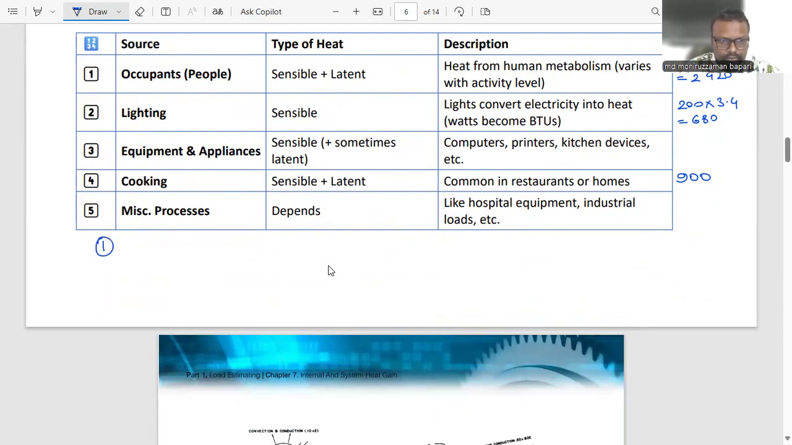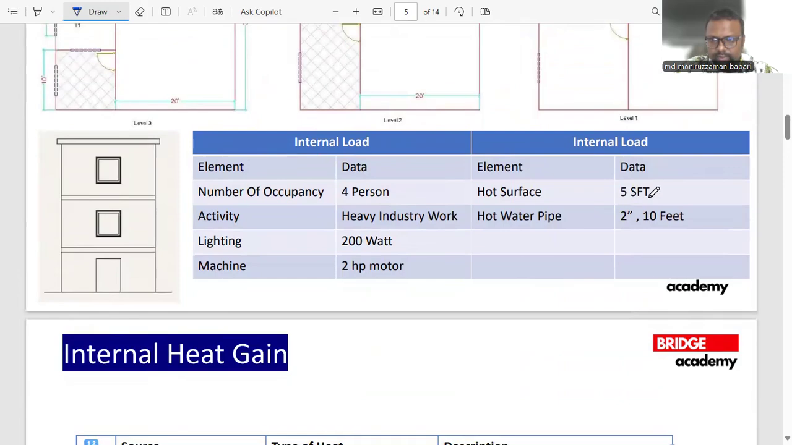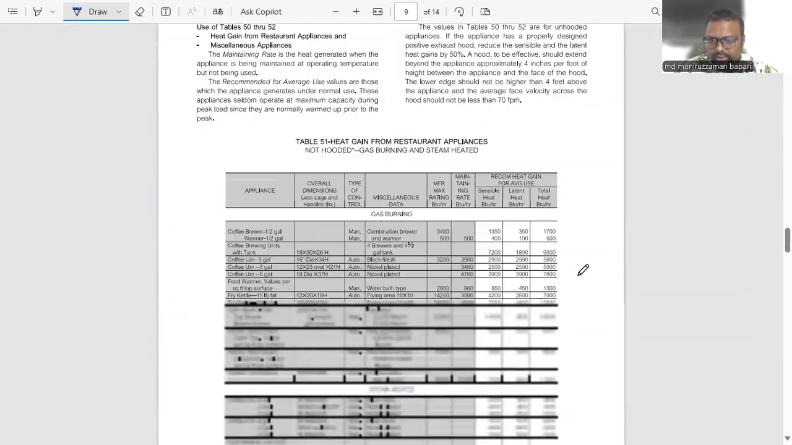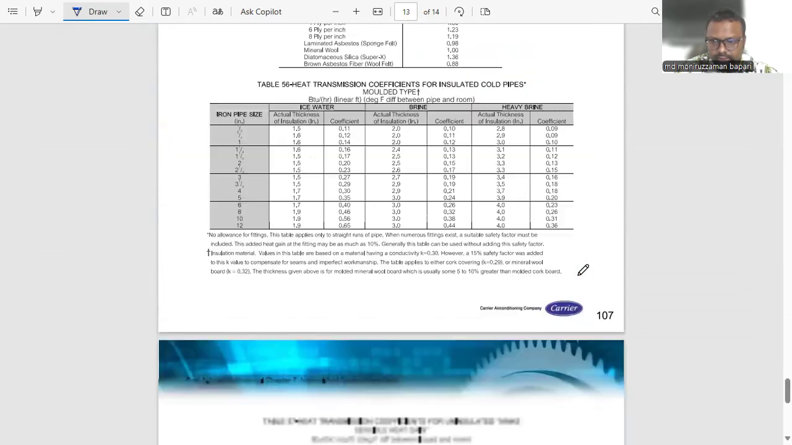Let me write it down here for the motor: 6,380 BTU per hour. Okay, then again we have the hot surface, 5 square feet. Let's go to the table relevant to the hot surface. It should be at the bottom, I guess.